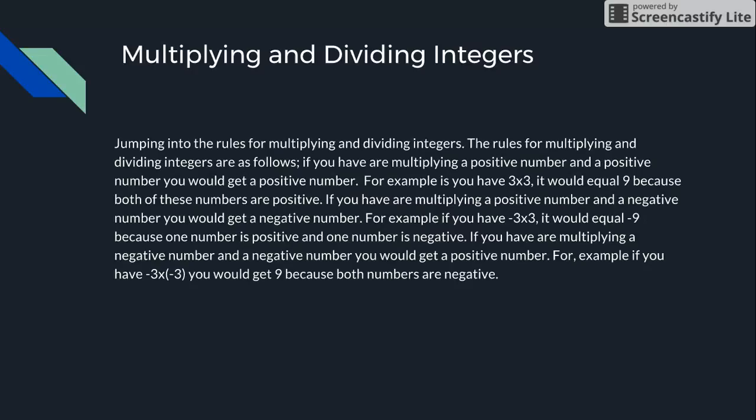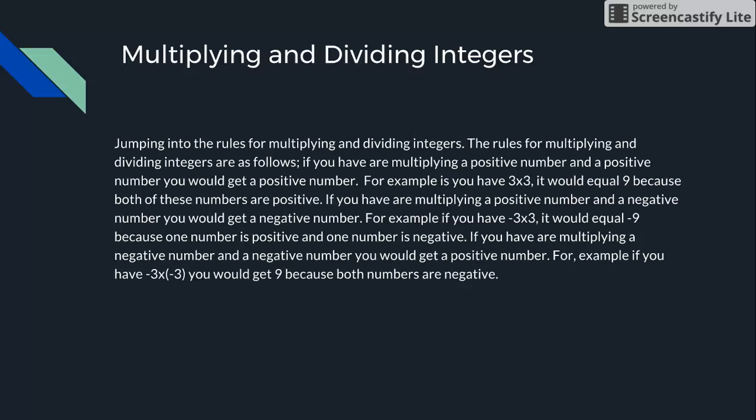Multiplying and dividing integers. Jumping into the rules for multiplying and dividing integers. The rules are as follows. If you are multiplying a positive number and a positive number, you would get a positive number. For example, you have 3 times 3. It would equal 9 because both those numbers are positive.